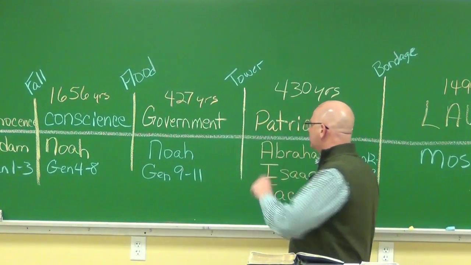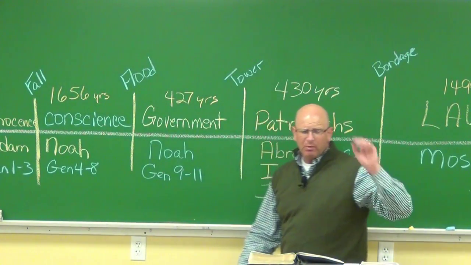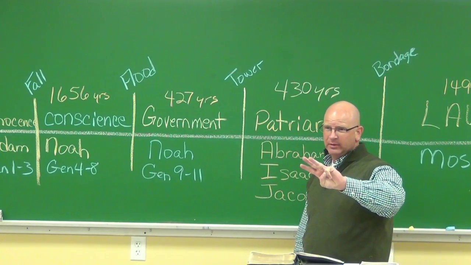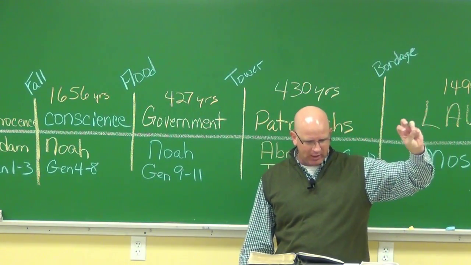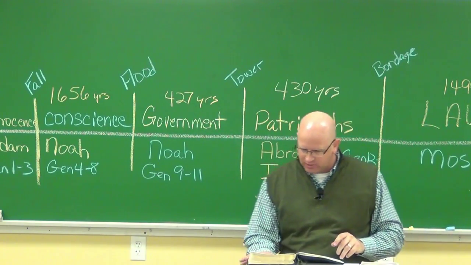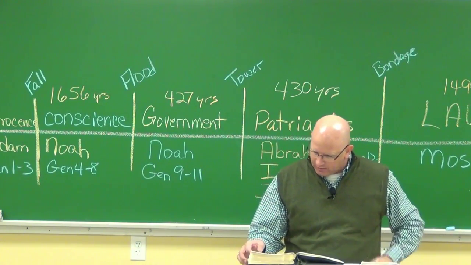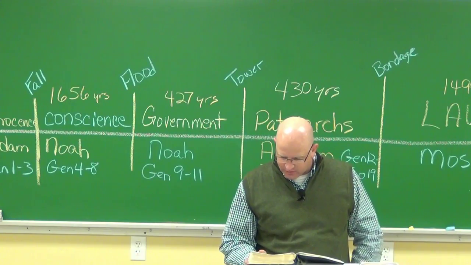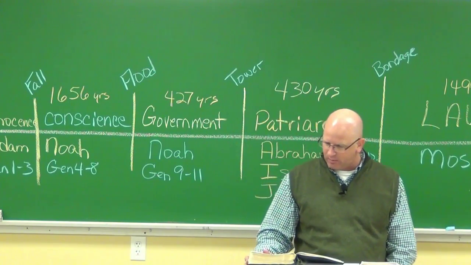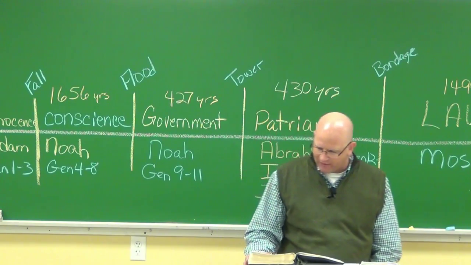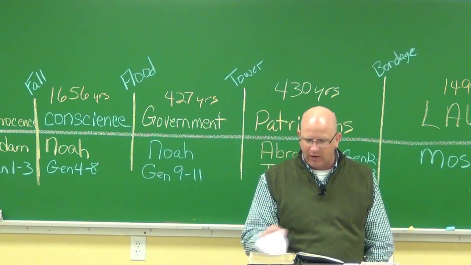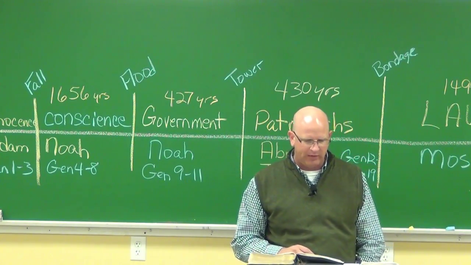Now, here's something. Genesis chapter 10. Noah's got three boys: Shem, Ham, and Japheth. You'll find it in Genesis chapter 10. Look at verse 1. "Now these are the generations of the sons of Noah: Shem, Ham, Japheth. And unto them were sons born after the flood." And that gives you the generations of Shem, Ham, and Japheth.